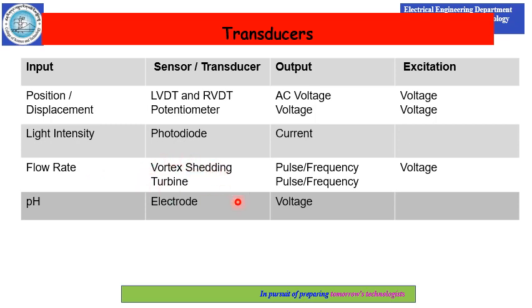So basically, the vortex shedding and turbine is used to measure the flow rate. The last transducer we're going to look at is the electrode. So the electrode is basically used to measure the pH. So it will directly take pH as an input. pH of a solution will be taken as input, and it will be directly converted to voltage. This voltage will then be measured to determine the pH of a solution. So electrode transducer is used to measure the pH of a solution.